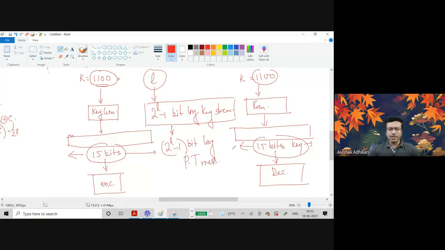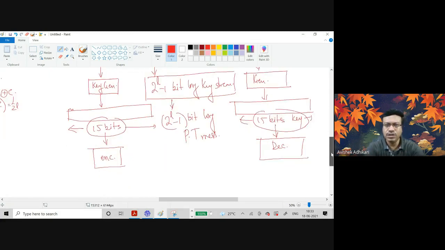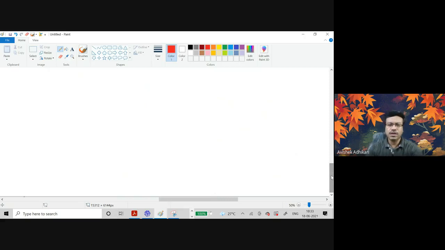So that will be nice for us if we can, by some means, do that. And that can be done by using a very important concept in crypto, especially in symmetric key, that is known as LFSR. The full form is Linear Feedback Shift Register. Okay, so what does it mean?